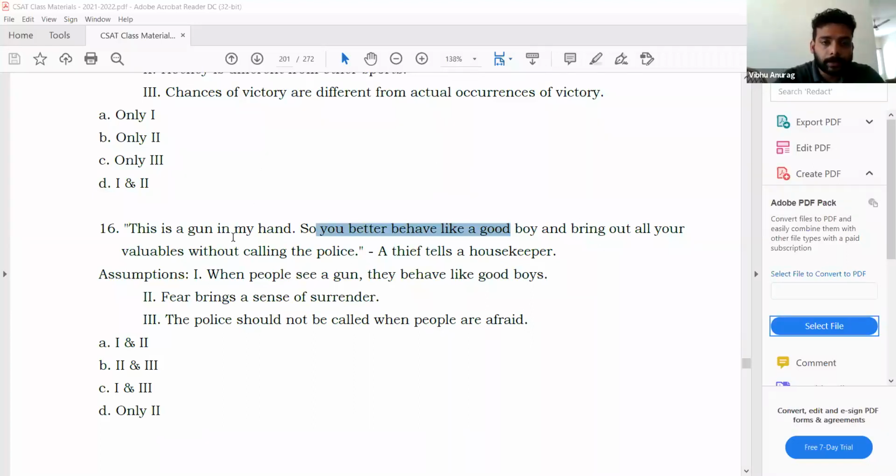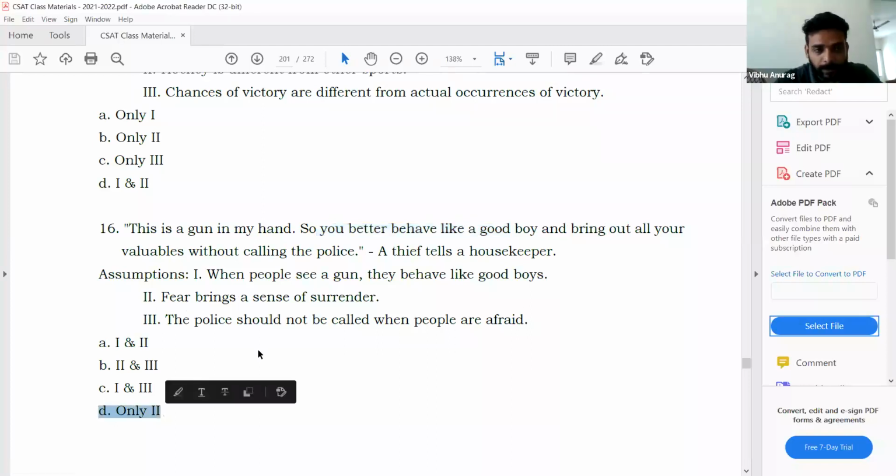So that's the logic. Assumptions are things that you believe in your mind to be true. When this person gives a warning, don't call the police, what is the thief thinking? He may call the police, so I should tell him, don't call the police. If he already believes that if I show him a gun he'll not call the police, he'll just show him the gun. Is it clear now how 1 and 3 got eliminated? Only 2 remains. Answer is D.